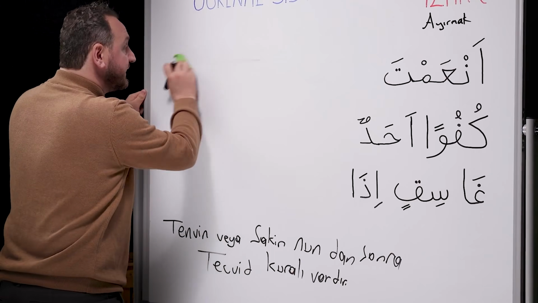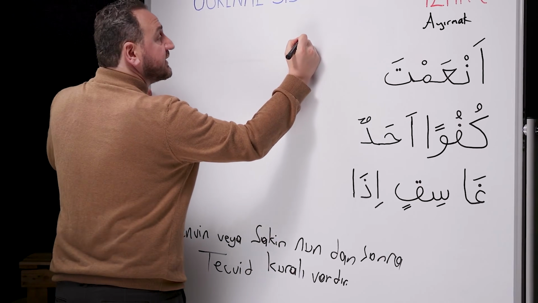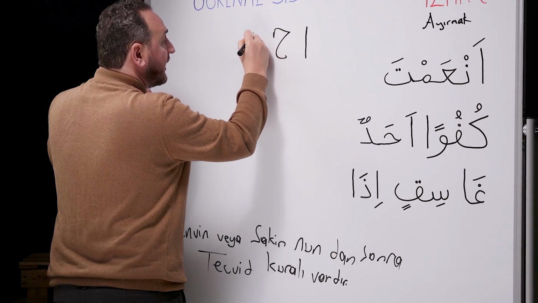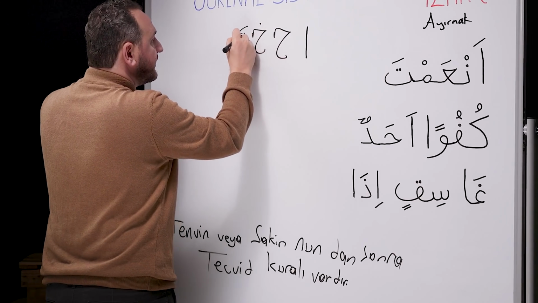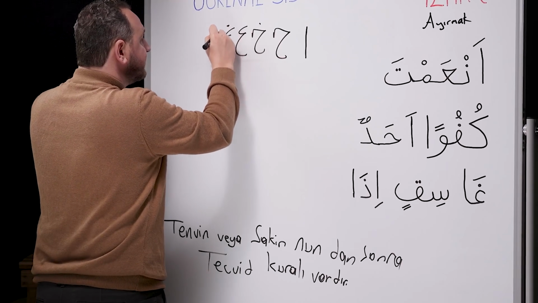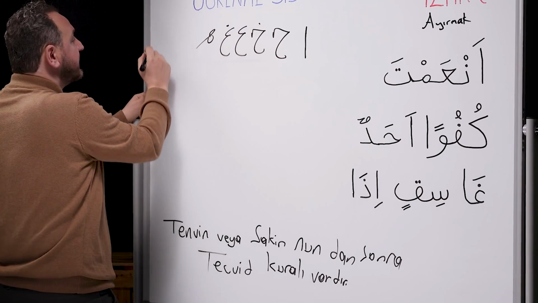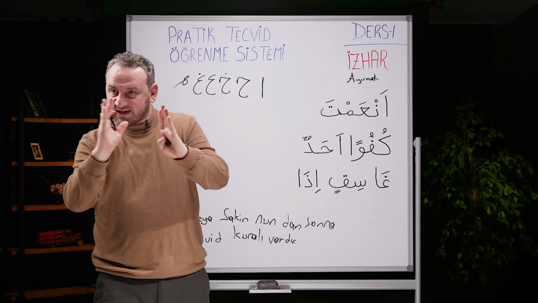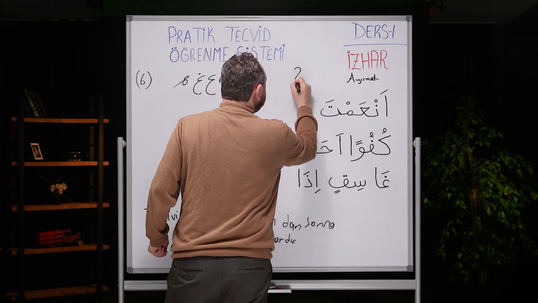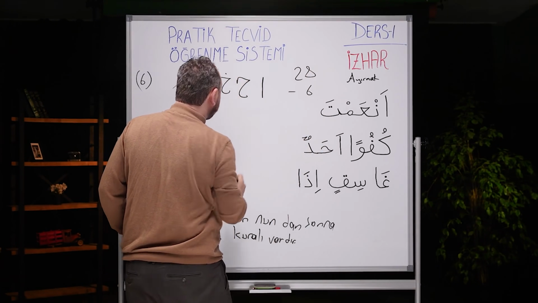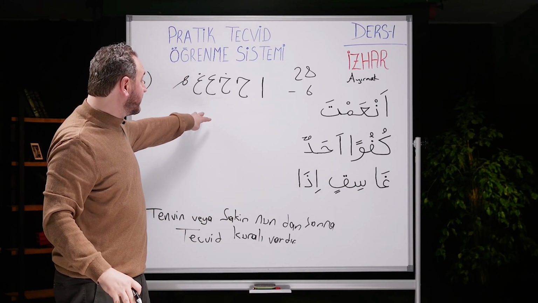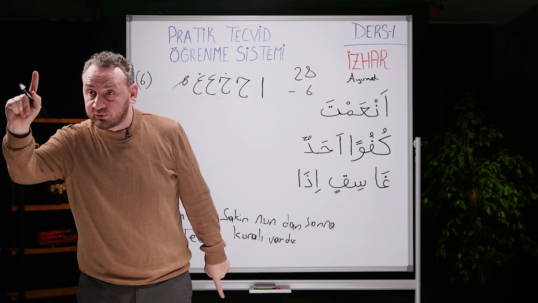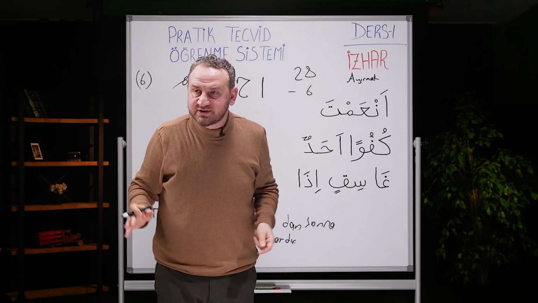Rule 1, we have 28 letters. What happens if there are the letters Elif, Ha, Kh, Ayn, Ghayn, and Ha after tanween or noon sakin? There are 6 letters here, my friends. We have 28 letters, and we take those 6 out of the 28. What happens if one of these 6 letters comes after tanween or noon sakin? The first rule happens. So that's why I don't want you to focus on Izhar.